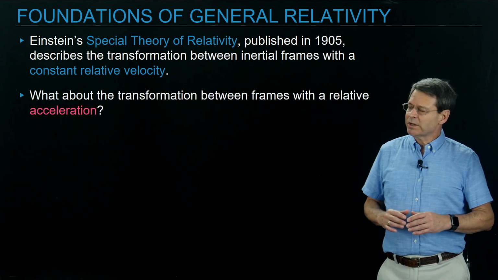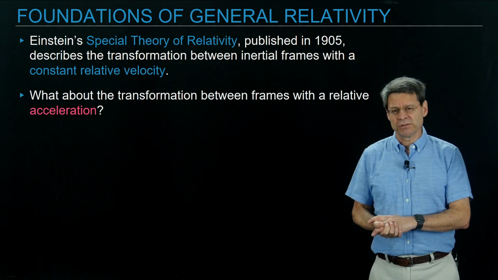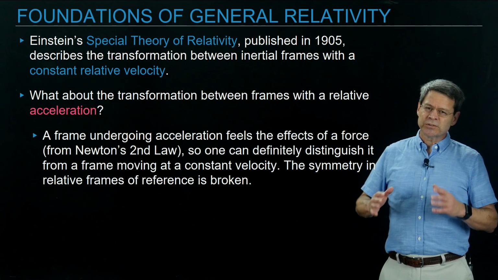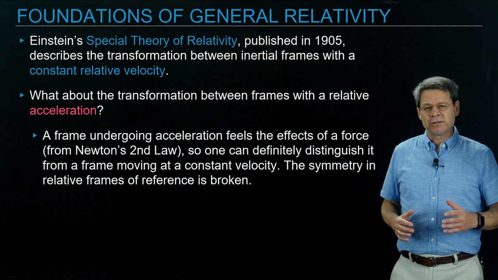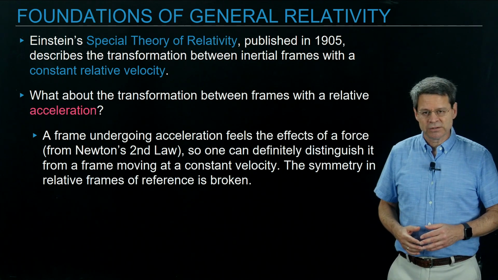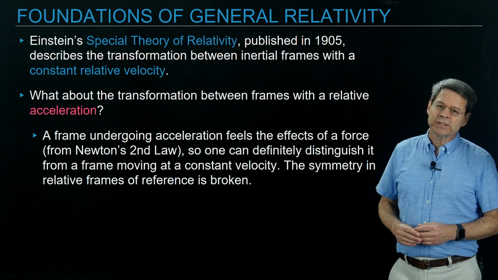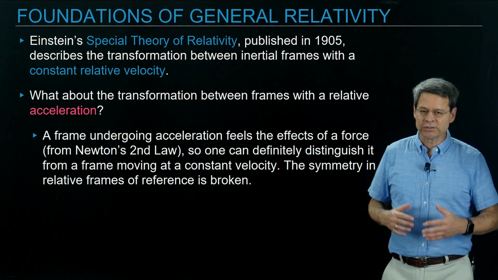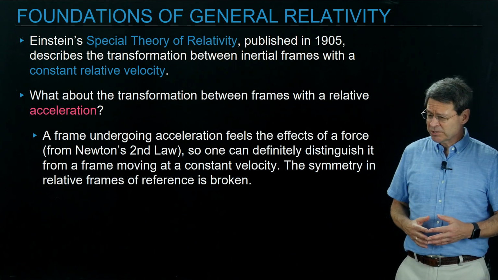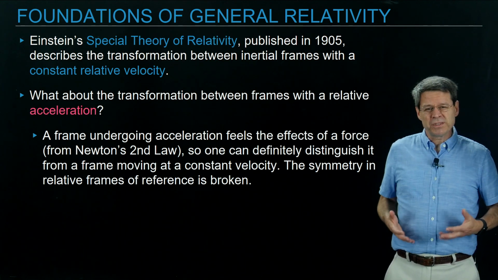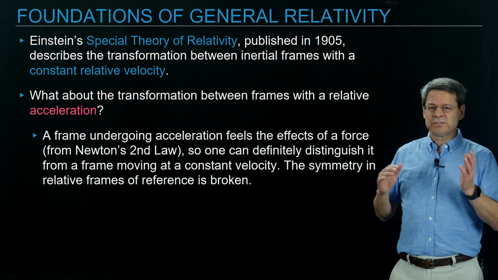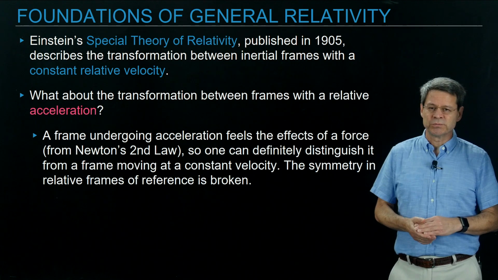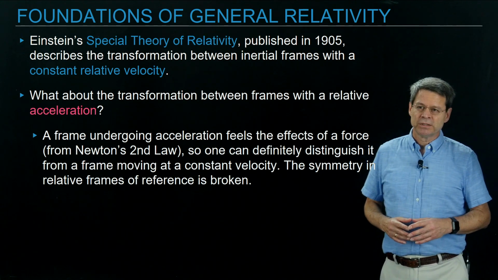But we can ask, well, what about transformations between frames that do have a relative acceleration? Now, there's a reason we assume that in special relativity. A frame that undergoes acceleration feels the effects of the force that causes that acceleration, i.e. Newton's second law. So one can definitely distinguish whether you're in a frame that's moving at a constant velocity versus one that's undergoing acceleration. Right? If you're undergoing acceleration, like an elevator that accelerates upward, you feel the effects of that force. So the symmetry between these two reference frames, one that's at a constant velocity and one that's accelerating, is broken. You can tell the difference.